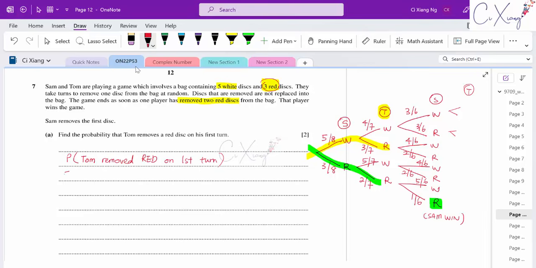Okay, so the probability for the yellow pathway will be 5 over 8 multiplied by 3 over 7. Then the green pathway will be 3 over 8 multiplied by 2 over 7. Okay, so from here, the total probability will be 3 over 8 if you want to see Tom remove the first red disc. So this is how we get the answer. And let's continue further to part number B.